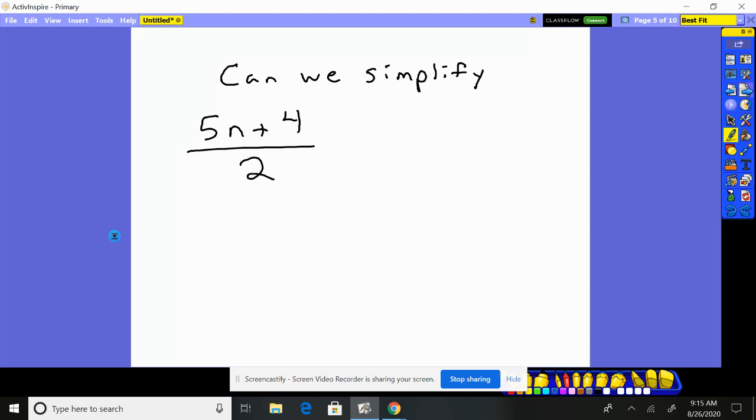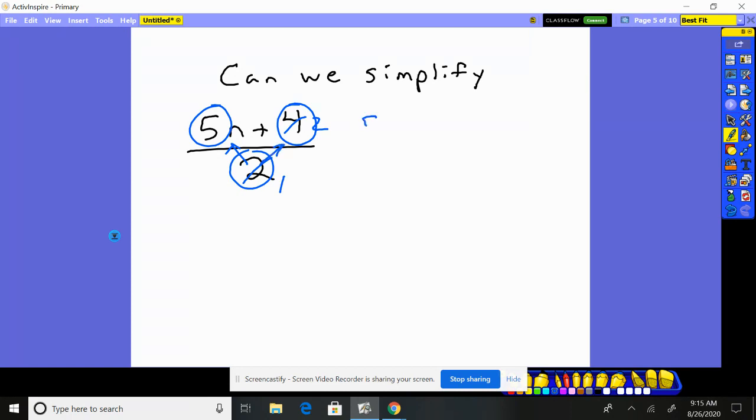Now, can we simplify this? Well, a lot of students will come in and go, oh, 2 and 4, let me just make it a 1 and a 2, so it's 5n plus 2 over 1, so 5n plus 2. No, unless every single one of the three pieces can be divided by the same thing, you cannot simplify it. You cannot divide that 2. That 2, remember, is dividing the 5 and the 4, okay?